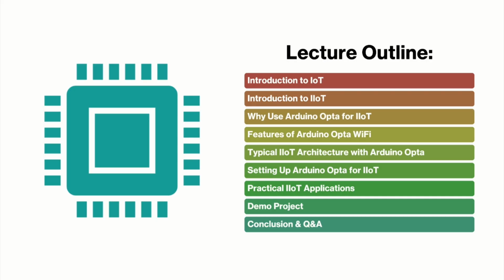After that, we will shift our focus to IIoT, the Industrial Internet of Things, and discuss its key objectives and benefits. Then we will introduce Arduino OPTA, study its features and main components, and look at how it fits into a typical IoT architecture. Finally, we will walk through a real example project, a remote temperature monitoring system, and see how OPTA connections are made. This will give you a complete understanding from concept to application.